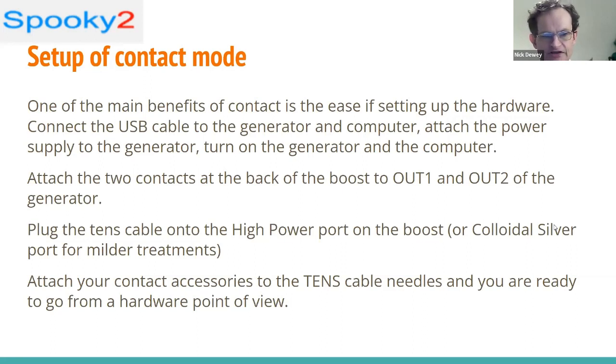You plug the TENS cable into the high power port for most contact sessions. But if the frequencies are rather low that you're working at, or you do occasionally get a bit of a shock, then use the colloidal silver socket for milder treatments. If very necessary and you're getting too much electrical effect because you're personally rather sensitive to it, you can go back into the settings page and even change the voltage going through the system if you want. Then just attach your contact accessories to the TENS cable needles, and that's it. Your hardware setup is done.